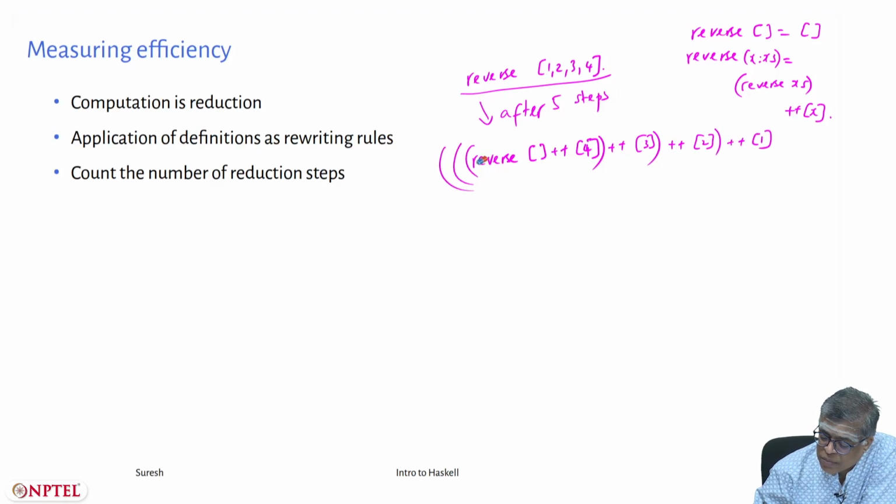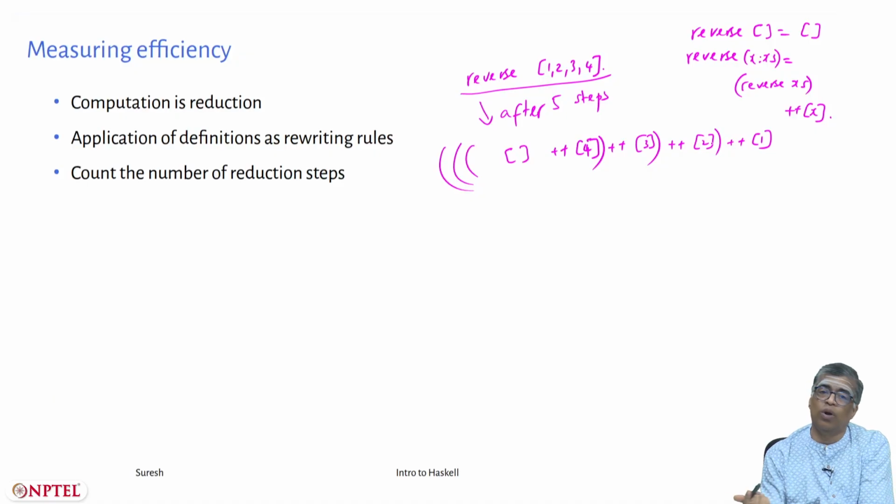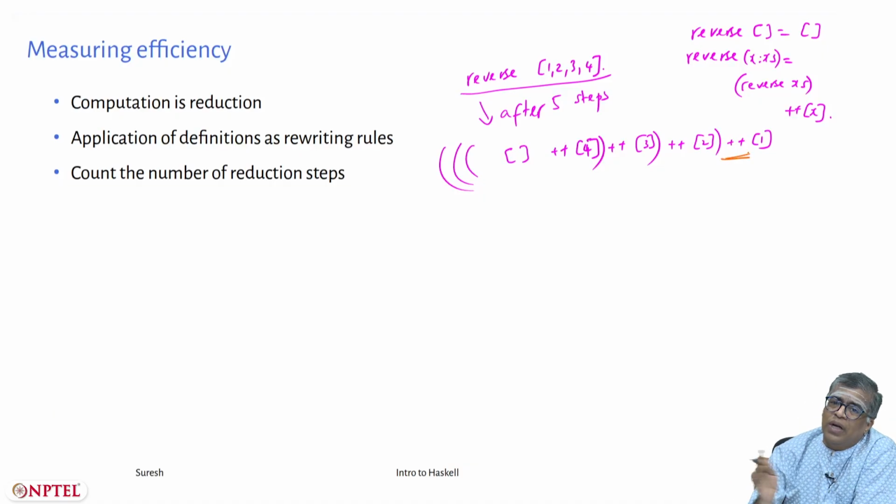Actually, after 5 steps you wouldn't even have this reverse, you are just saying empty list plus plus 4. Okay, and now this does not stop, because now we have to apply the definition of plus plus and see how long it takes. Okay, the outermost plus plus is this, and to evaluate that you need the left hand side to be of the form x followed by xs. Okay, so it will try to reduce the left hand side.